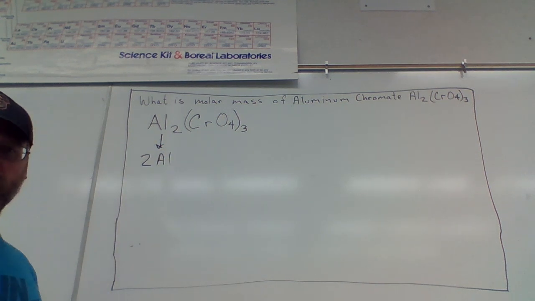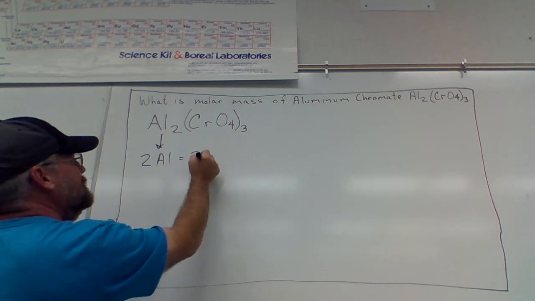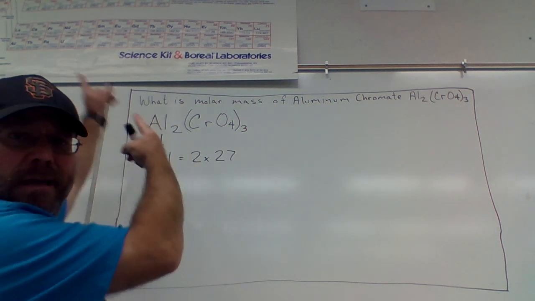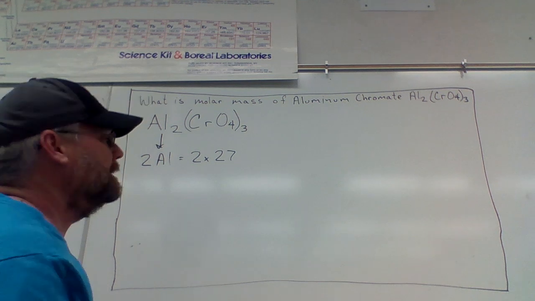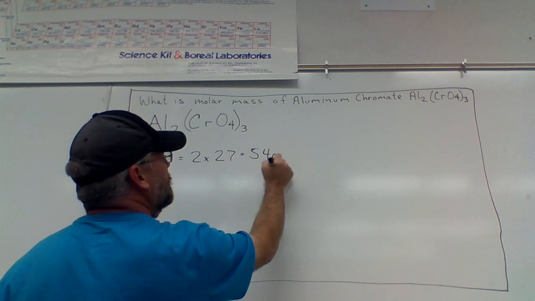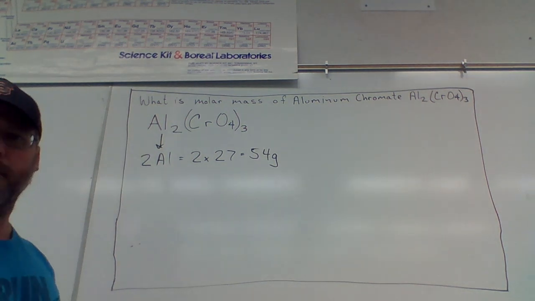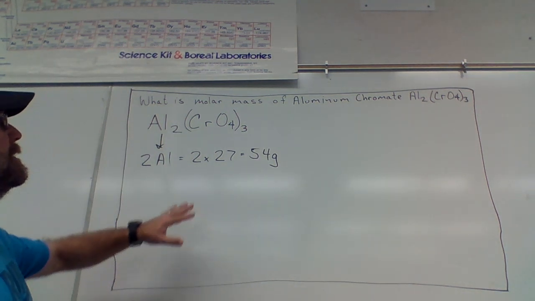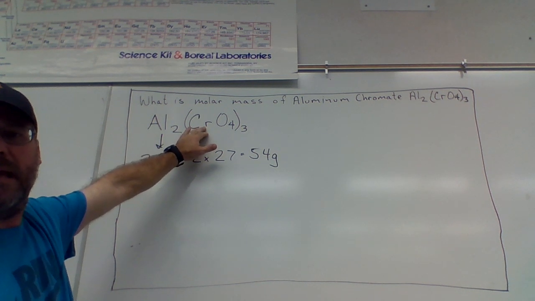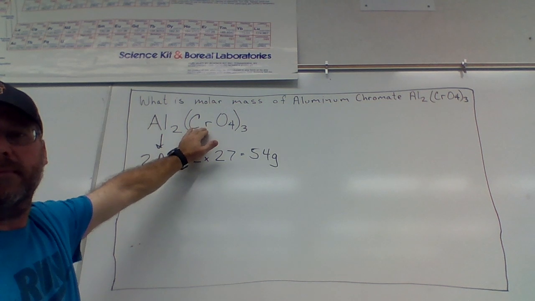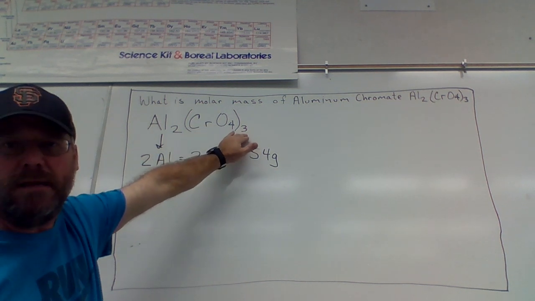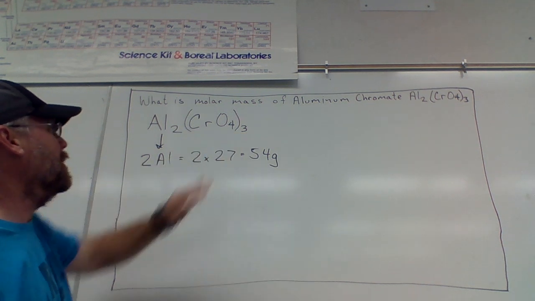So two aluminums is going to be 2 times 27. Again, I'm looking at the periodic table to come up with that 27. That would give us 54 grams. Then I've got chromium, but one mistake that people often make is they go, oh, I've got one chromium. Well, you don't have one chromium here. You've actually got three.